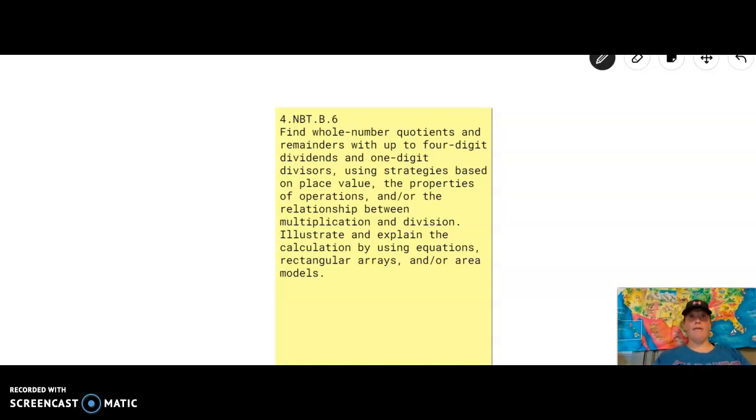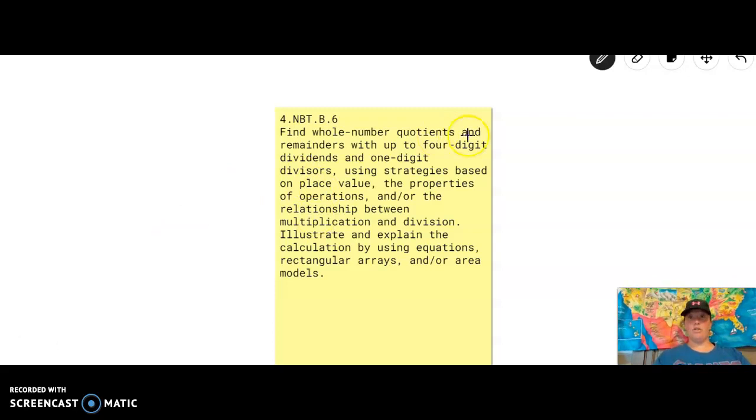In fourth grade math, we are in week 7, day 3. We have a few more days of our standard for NBT B6. Let's reread it. We're going to find whole number quotients and remainders with up to 4-digit dividends and 1-digit divisors. We can use strategies based on place value, properties of operation, relationship between multiplication and division. We can also illustrate by using equations, arrays, and area models.